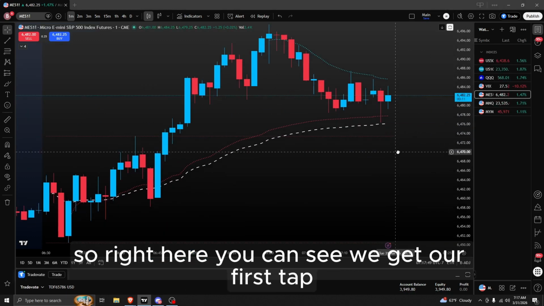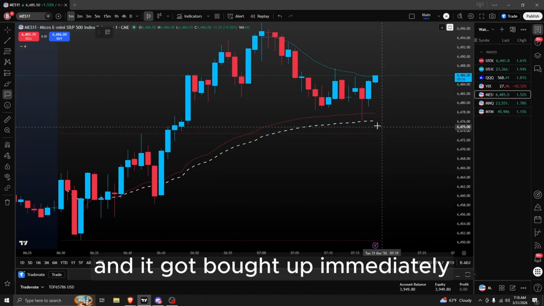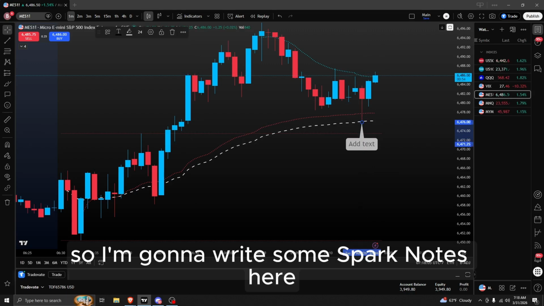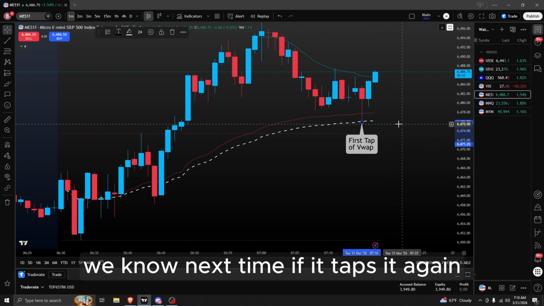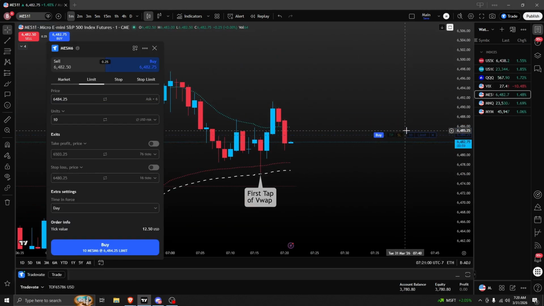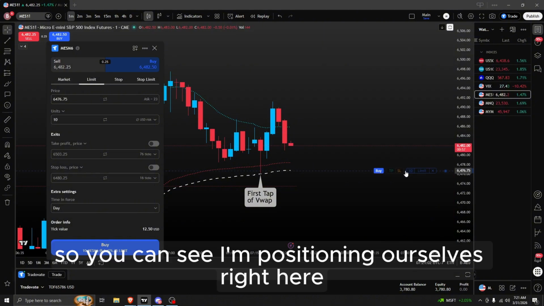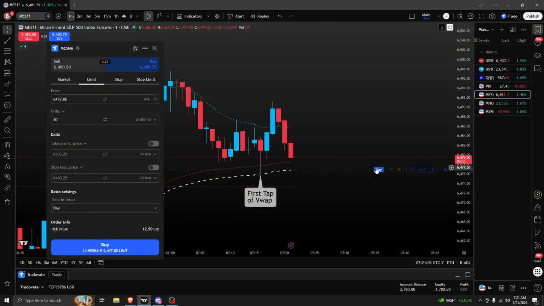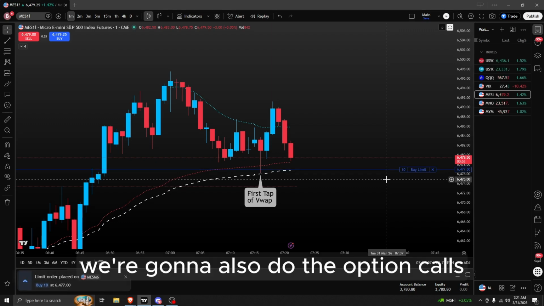So right here, you can see we get our first tap and it got bought up immediately. So I'm going to write some Spark notes here. And after those Spark notes, we know next time if it taps it again, we have a great chance of our contracts flying. So you can see I'm positioning ourselves right here on futures. And then from there on, we're going to also do the option calls.